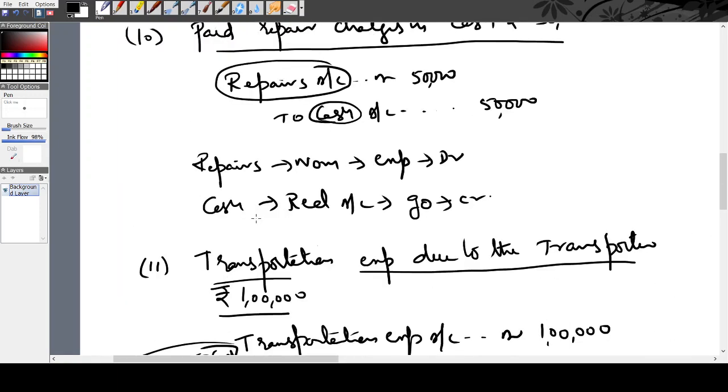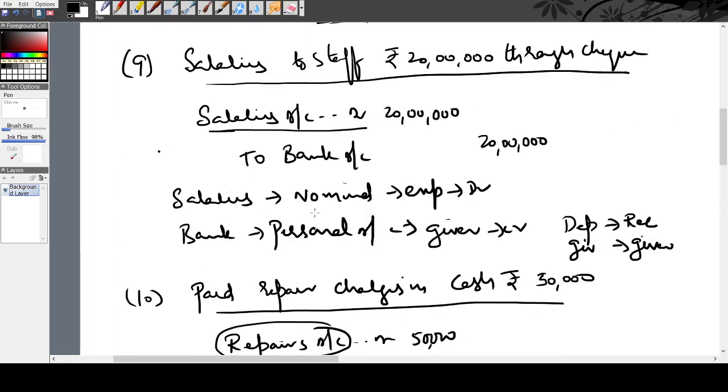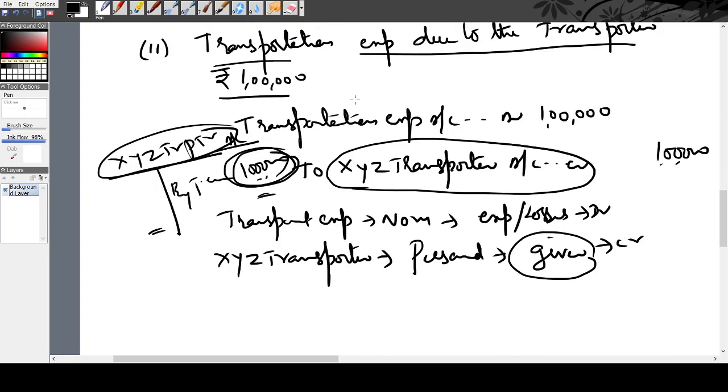So when we pay cash for an expense, expense account is debited and cash account is credited. When we pay the money by check, bank account is credited and salaries account is debited. When the expense is due but we have not paid it, we record the expense.